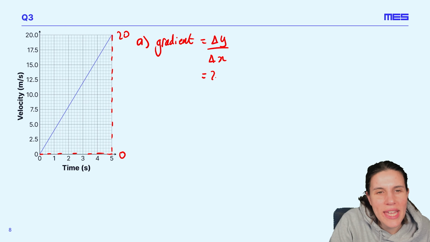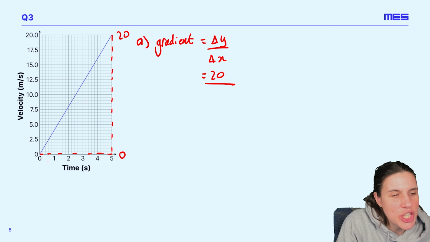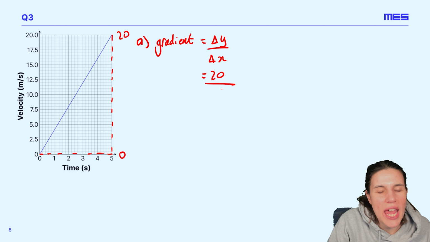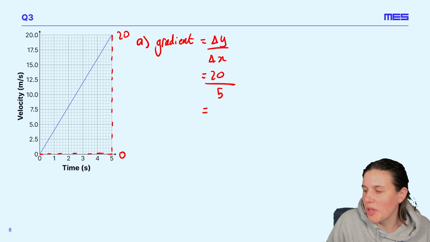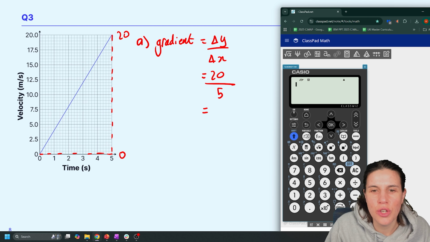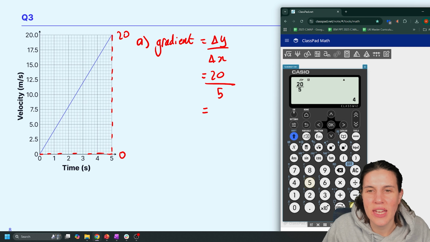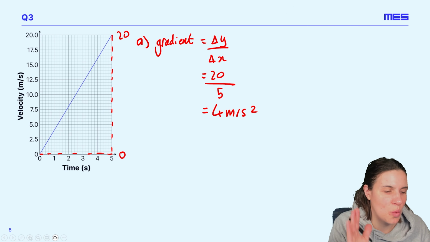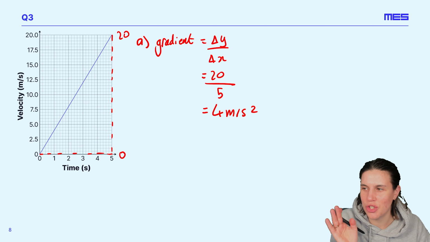So the change in y is going to be 20. The change in x is going to go from 0 to 5. So my change in x would be 5. So I'm going to grab my calculator just to check my maths, and I'm going to do 20 divided by 5 like this, and it gives me an answer of 4. So my answer is going to be 4 meters per second squared, just like I was asked to show in the question.